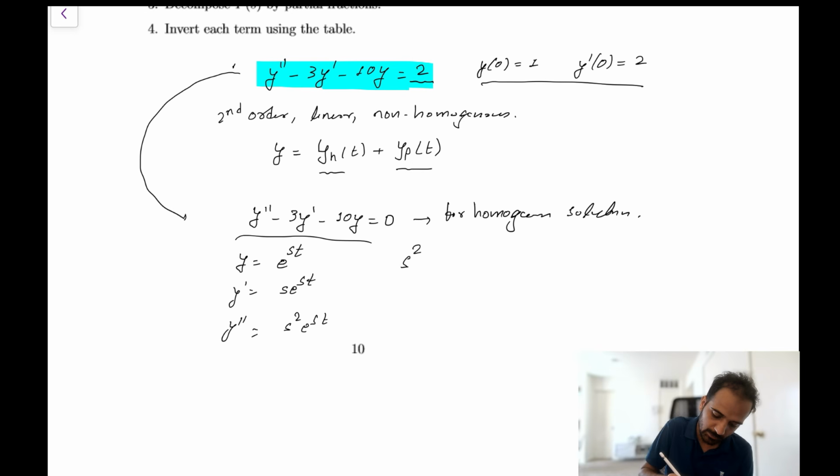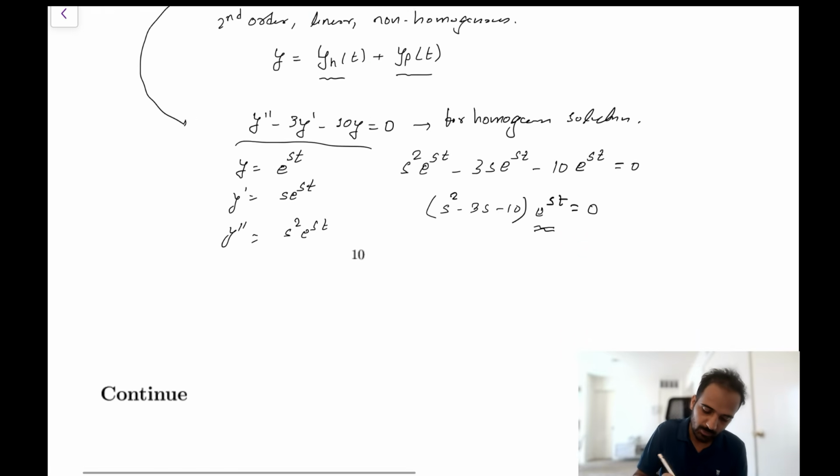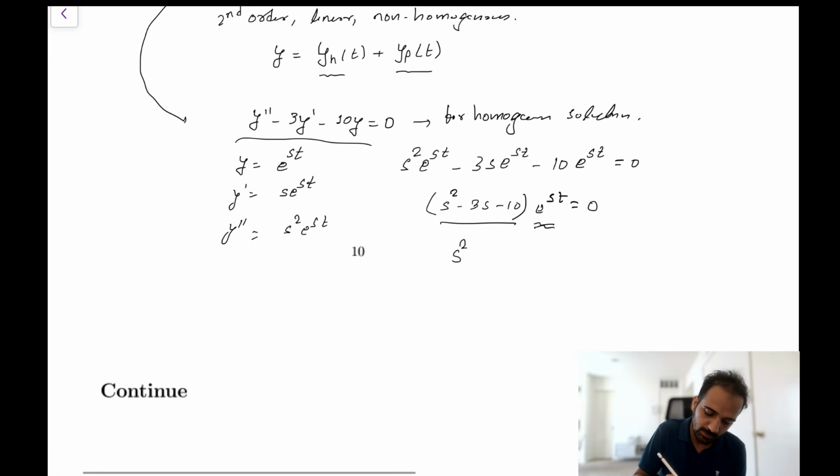Putting all these values in this homogeneous ODE, we get s squared e to the st minus 3s e to the st minus 10 e to the st is equal to 0. So (s squared minus 3s minus 10) e to the st equals 0. Since e to the st cannot be 0, because we are not looking for the trivial solution but the non-trivial solution, this whole term must be 0: s squared minus 3s minus 10 is equal to 0.